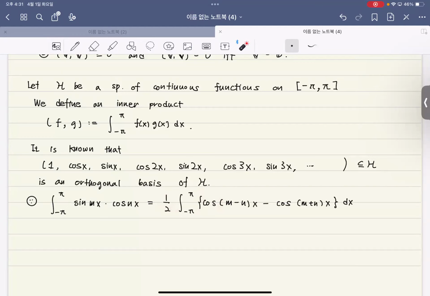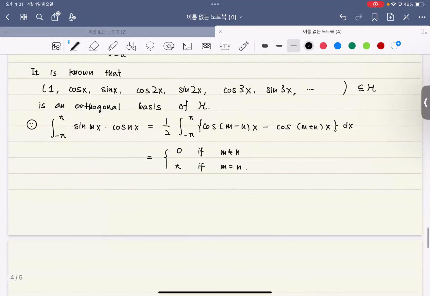Okay. So if m is different from n it is 0, but if m equals n, it's going to be pi. Okay. Cosine minus cosine is... Oh, sorry, I messed up. My bad. Thanks for pointing this out.